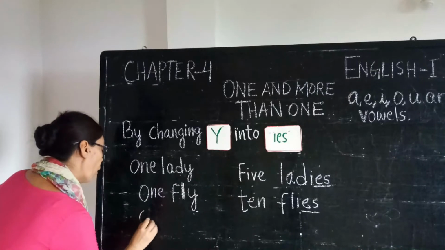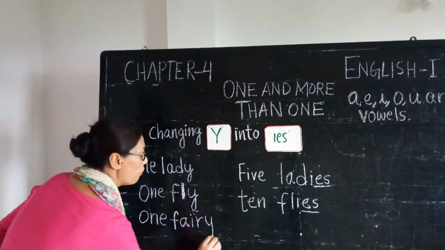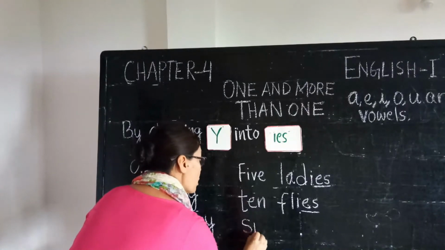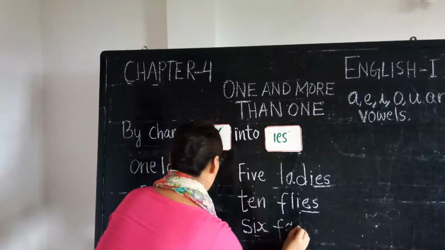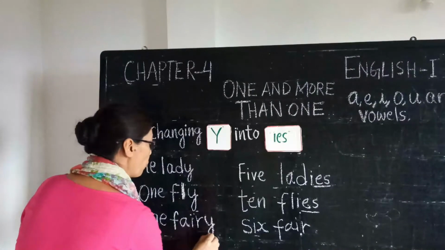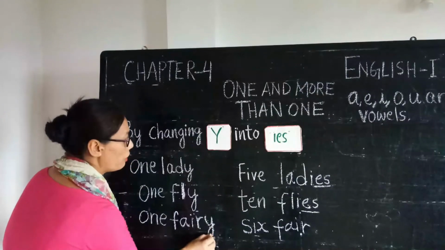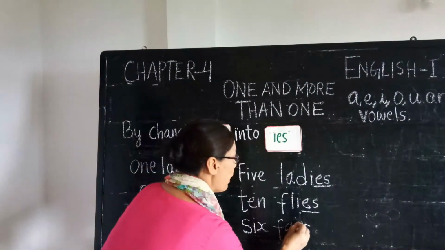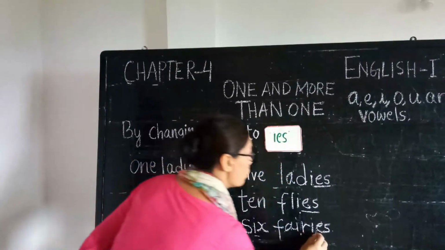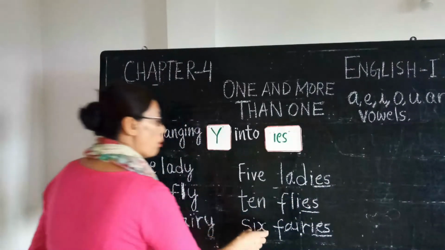Fairy. One fairy. F-A-I-R-Y, fairy. One fairy. If there are more than one, what do you have to write? F-A-I-R. Now you have to change y into I-E-S to make more, because before y there is a consonant, R is a consonant. That's why you can change y into I-E-S. F-A-I-R-I-E-S, fairies. So one fairy, six fairies, one fairy or many fairies.